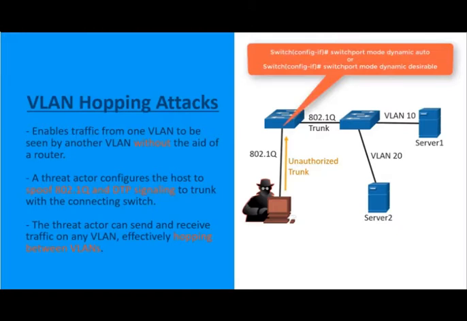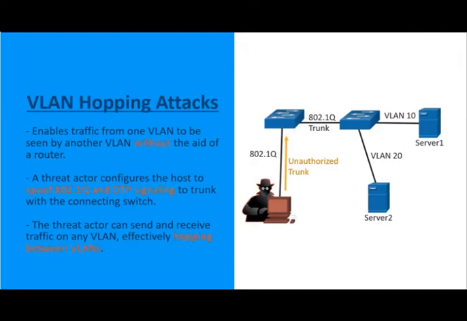The threat actor is going to configure the host to spoof those 802.1Q signaling and those DTP messages so that the trunk will form between the host and the switch. With a successful trunk established, they're going to be able to send and receive traffic on any virtual local area network, effectively hopping between any VLANs that they want to connect through.